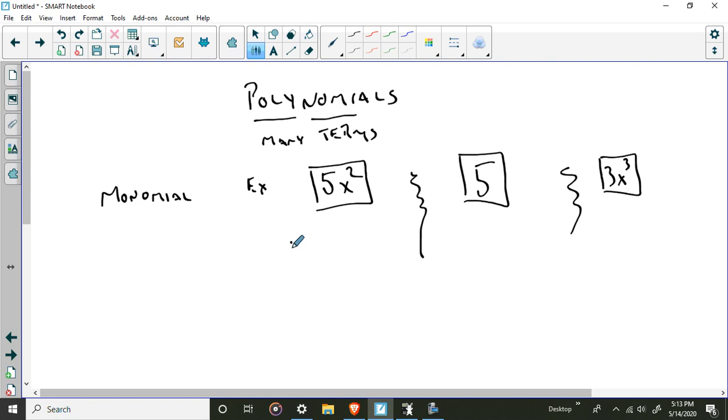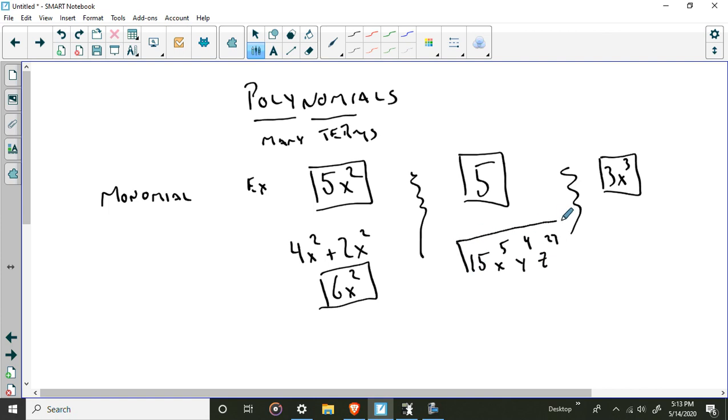If I said 4x squared plus 2x squared, well, we know we have to combine everything first. So this looks like it's not a monomial, but when I add these two together, and I can because they have the same exponent, 4x squared plus 2x squared is 6x squared, that is a monomial, one term. If I said 15x to the 4th, x to the 5th, y to the 4th, z to the 27th, there's one term here, okay? It's a monomial. It's a very complicated monomial, but it's a monomial nonetheless, okay?